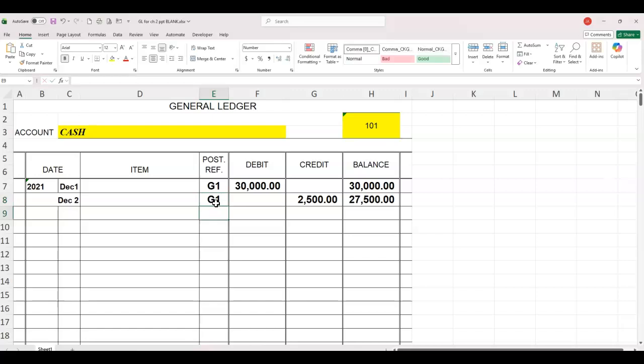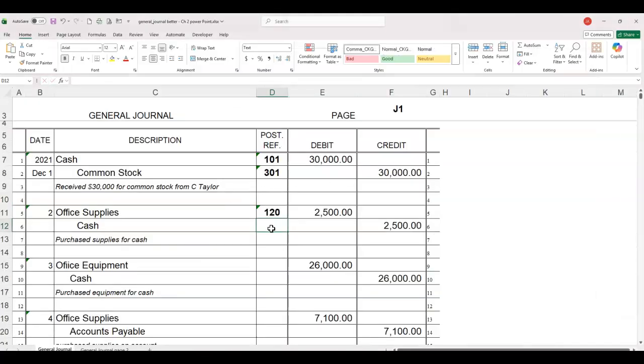The main thing is that you need to understand how assets are affected by debits and credits, how liabilities are affected by debits and credits, how equity and revenue are affected by debits and credits, and how expenses and dividends are affected by debits and credits. Once you understand that and understand the accounting equation well, then it's just a simple matter of being able to put these things in the little pigeonholes where they belong, and then organizing these posting references so you can find them later.